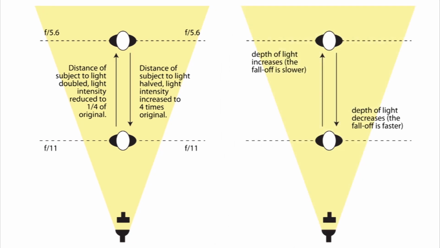Tied directly to the inverse square law is something we call the depth of light. In really simple terms, this means that the further the source is from the subject, the more even the exposure from front to back will be across the subject. Conversely, the closer you move the source to the subject, the faster the light will fall off.